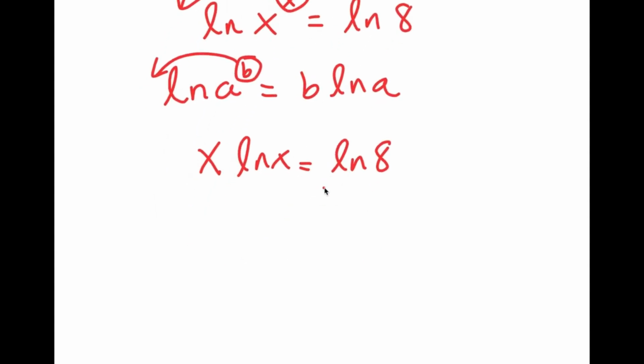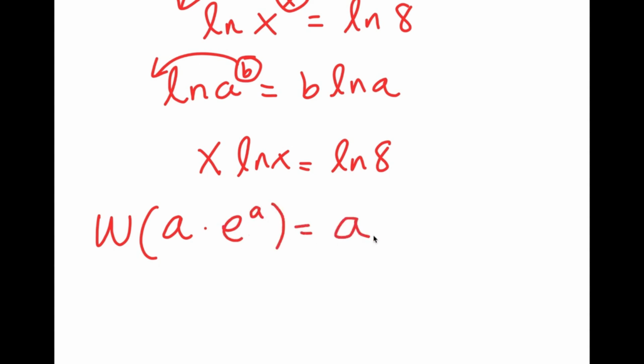Now from here, I'm going to use another formula that states that if I have W of a times e to the power of a, this is equal to a. This is known as the W-Lambert formula. So if I take the W of something in the form a times e to the power of a, it's going to equal a.